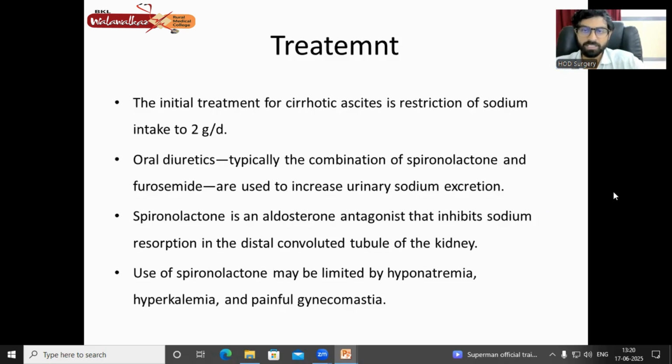Treatment. So treatment of ascites, the initial treatment for cirrhotic ascites is restriction of sodium intake to 2 gram per day or lesser than that. So oral diuretics are used typically. The combination of spironolactone and furosemide is used, and this is done to increase the urinary sodium excretion. Spironolactone is an aldosterone antagonist which inhibits sodium resorption in the DCT of the kidney. Use of spironolactone may be limited by hyponatremia, hyperkalemia, or painful gynecomastia.